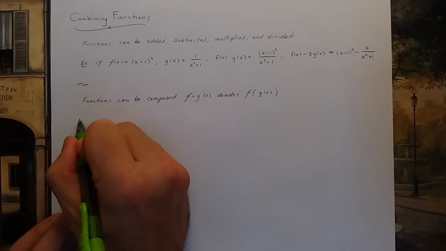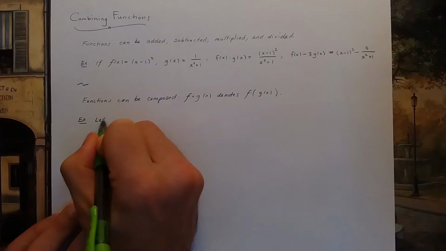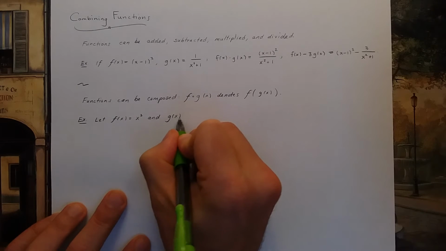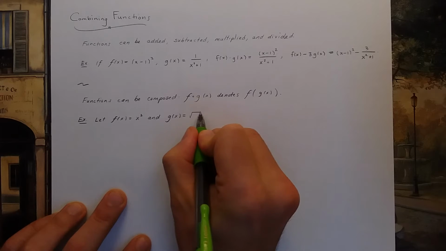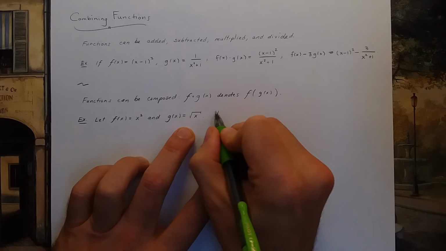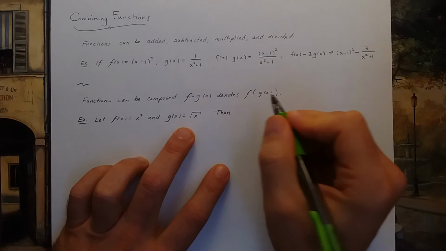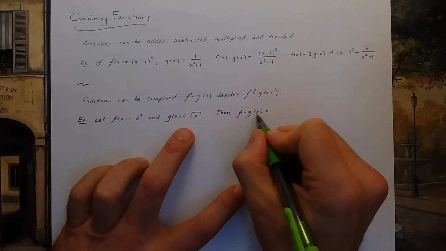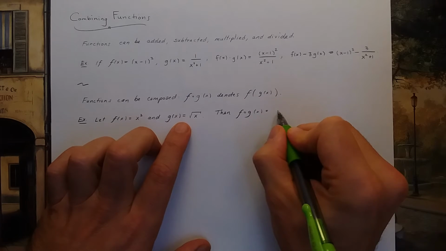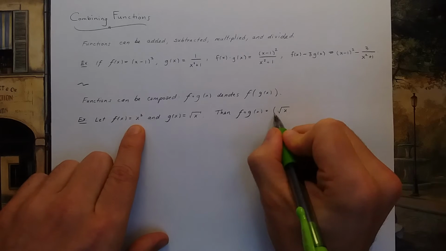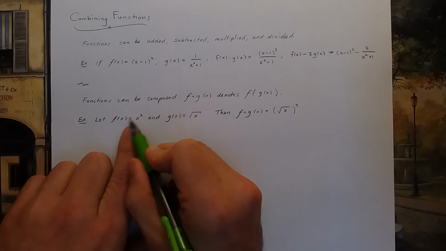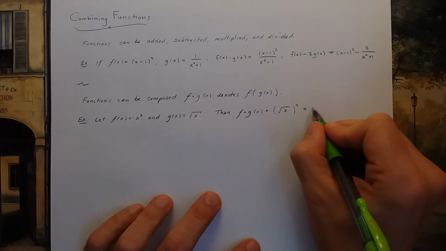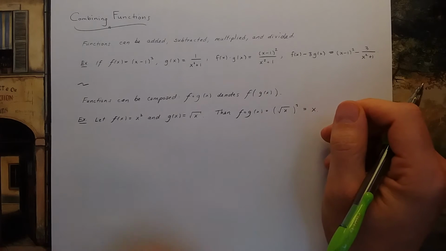So let's see some examples of this. Let f of x be x squared, and let g of x be the square root of x. Then I can compose the two functions in two different ways. So f composed with g of x: I take my number x, first I do g, so I take the square root, and then I apply the function f, which squares the input. So this might look like the function x, and it almost is, but there's a subtle difference.